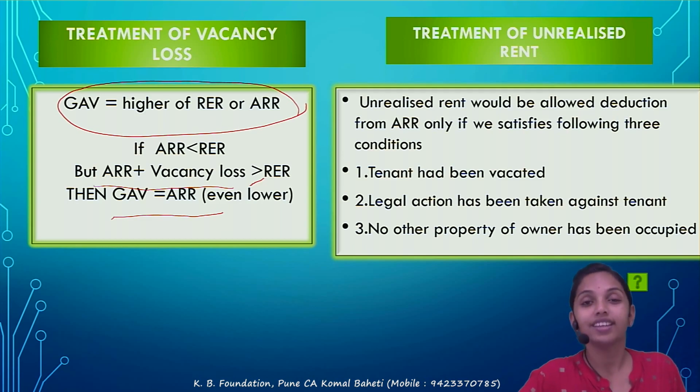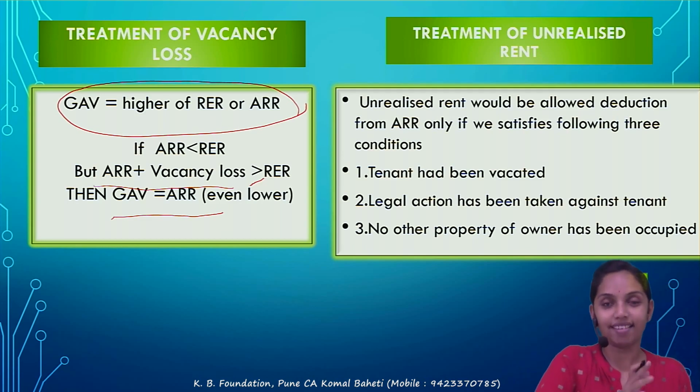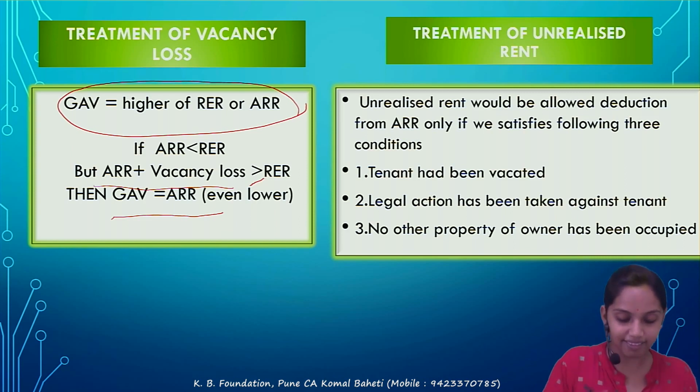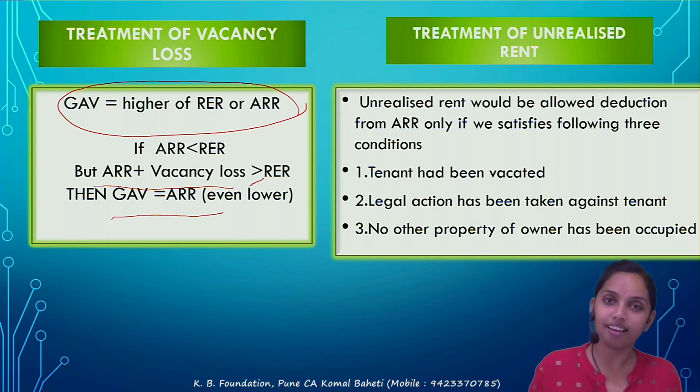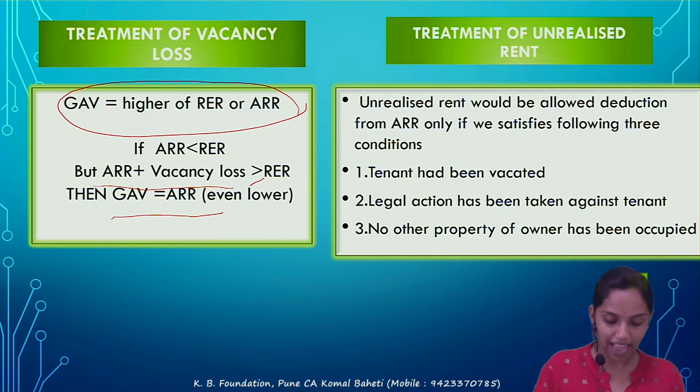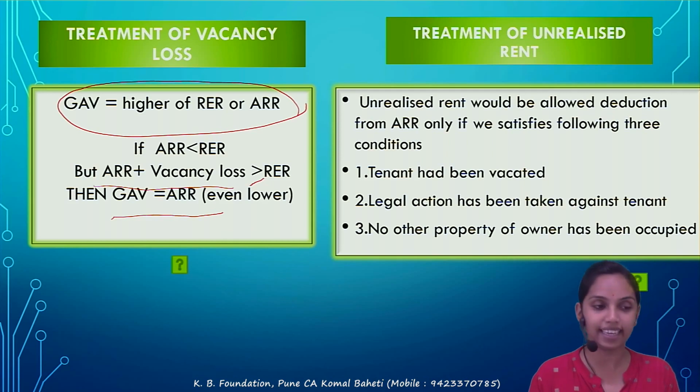Have you got it? If the AAR plus vacancy loss, that is actual rent receivable, is higher than the RER, correct? In that case, the गाँव would become the AR. Are you clear with this? We'll have an example so we have a clearer idea on this part.